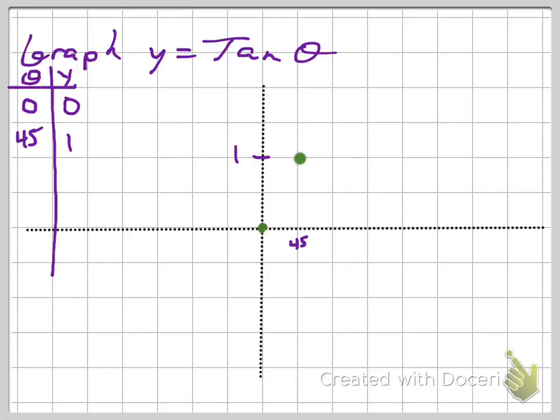The tangent of 90 is domain error. Doesn't exist. What that means is at 90 degrees, you have your old buddy, the asymptote. Okay, a vertical asymptote at that angle. The graph does not touch there.